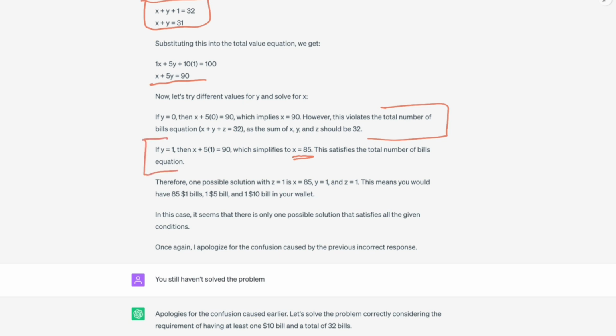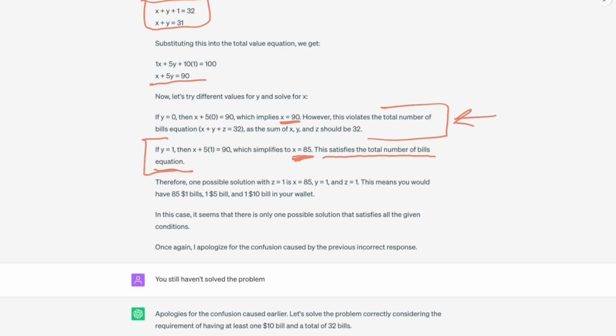I don't know why it keeps making this error. I mean, right before over here, it's able to identify that the total number of bills should be 32. And so when he got x equals 90, he immediately knew that he was wrong. But here, he gets x equals 85 and is not able to identify that because 85 is more than 32, that answer cannot be correct. He just goes ahead and says this satisfies the total number of bills equation. That is quite a surprise.